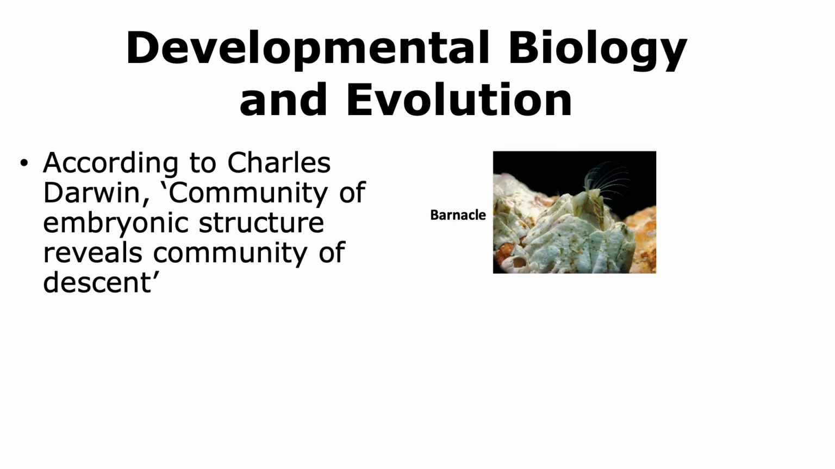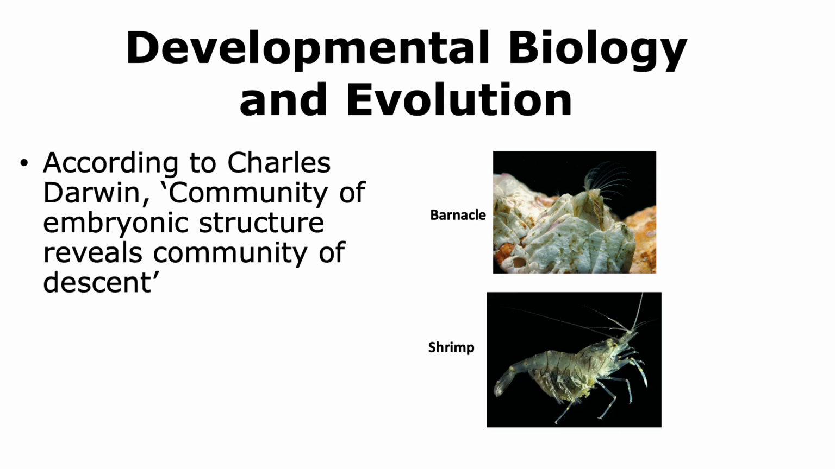So, if we take an example of an organism called a barnacle and look at its structure, from this picture, we can see that a barnacle seems to have a shell-like structure, and so it might be similar to snails, because snails also have shells. Now, another creature that lives in the ocean is the shrimp. When we look at the body structure of a shrimp and compare that with the barnacle, they look very different from one another. Now let's look at the embryo.